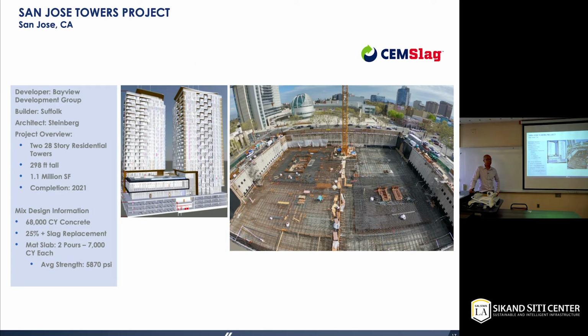Slag has been widely used on various projects. Here are some examples. This is a residential tower building in San Jose. It's a 28-story residential tower, and they're using 25% slag replacement in their foundation. So far, they have cast 68,000 cubic yards of concrete, and the project is going to be completed in 2021. It's a very high-profile project, very important, and slag is playing a key role in its success.